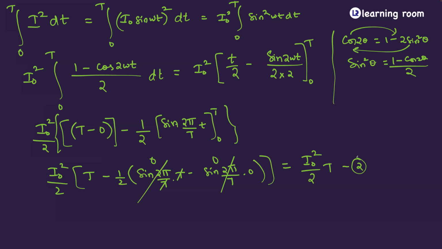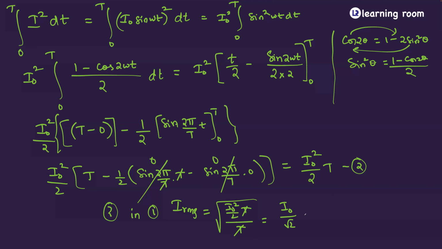So using 2 in 1, what are we going to get? IRMS will be equal to square root of I naught square by 2 into T, the whole divided by capital T. T and T will get cancelled. So you'll have square root of I naught square by 2. Square root of I naught square is I naught. Square root of 2 is root 2 only. So remember, 1 by root 2 is 0.707.